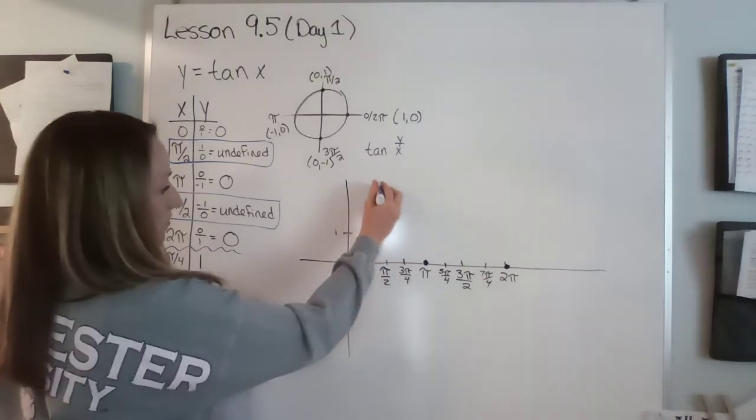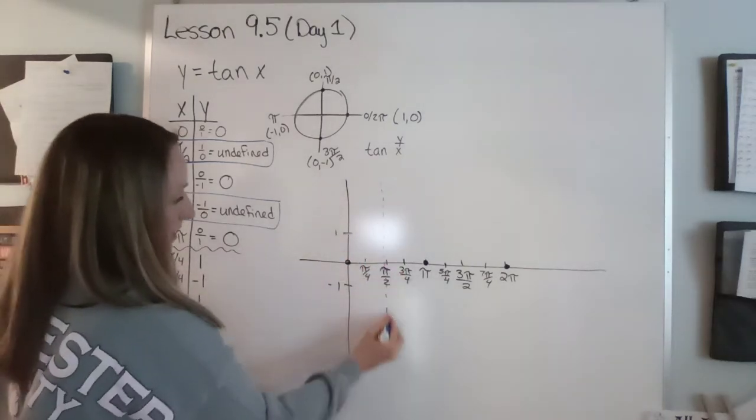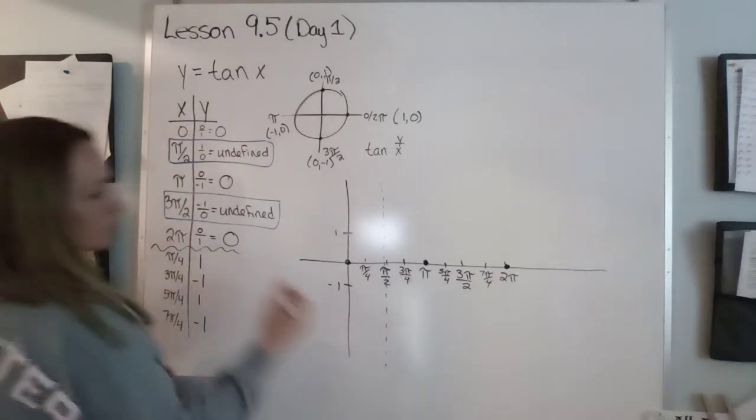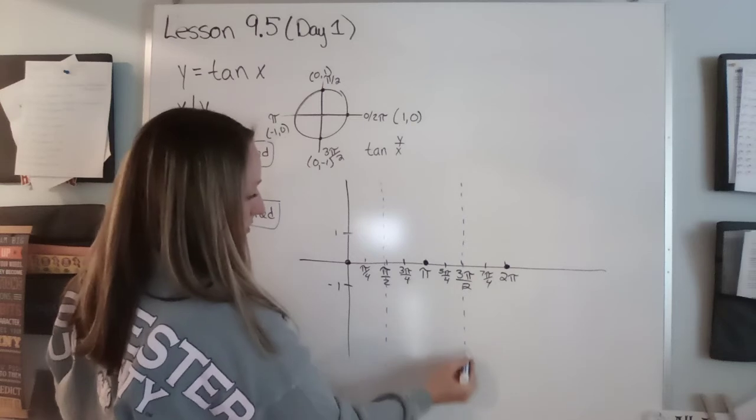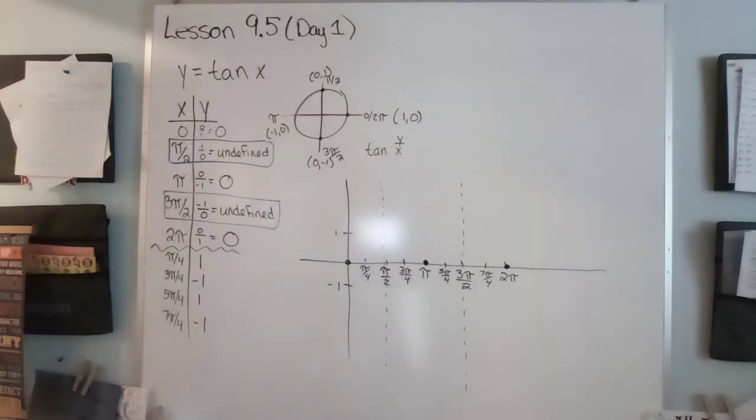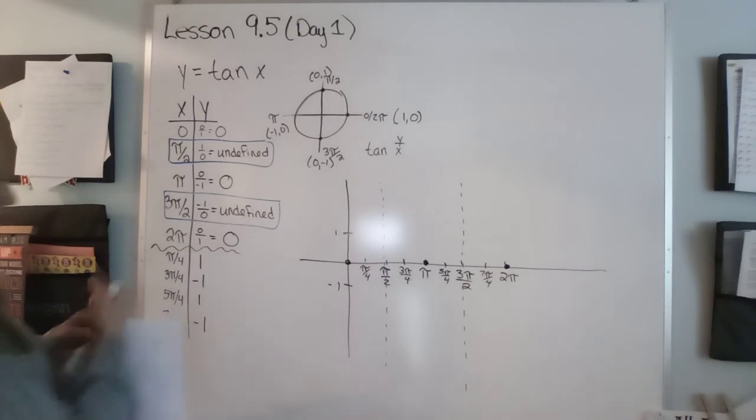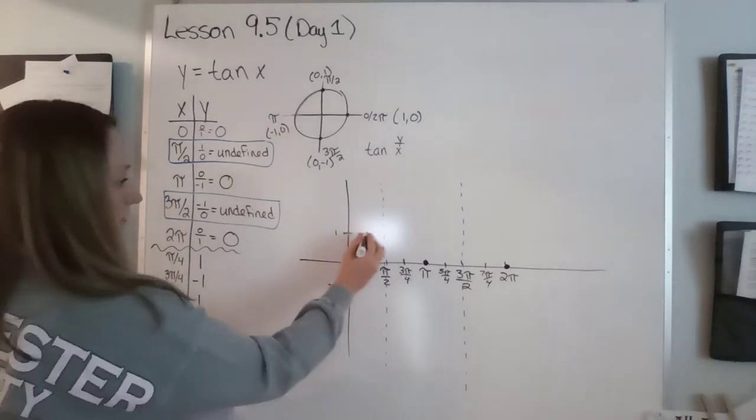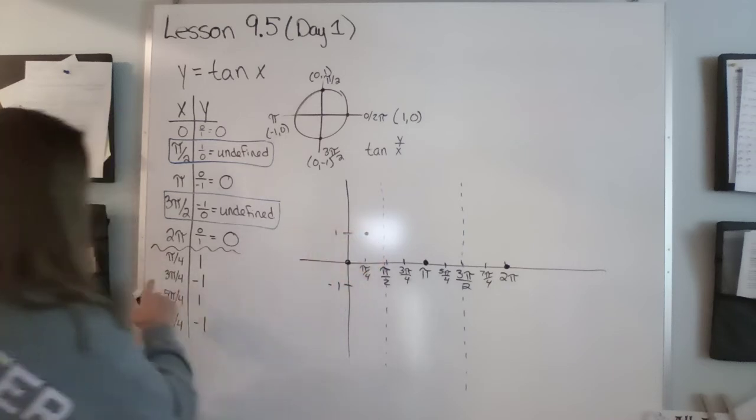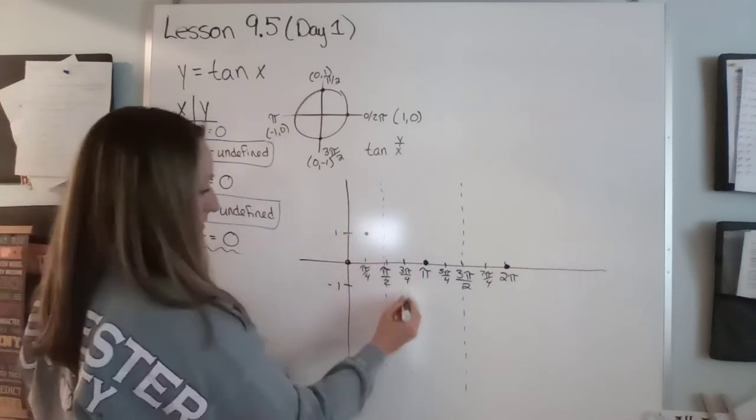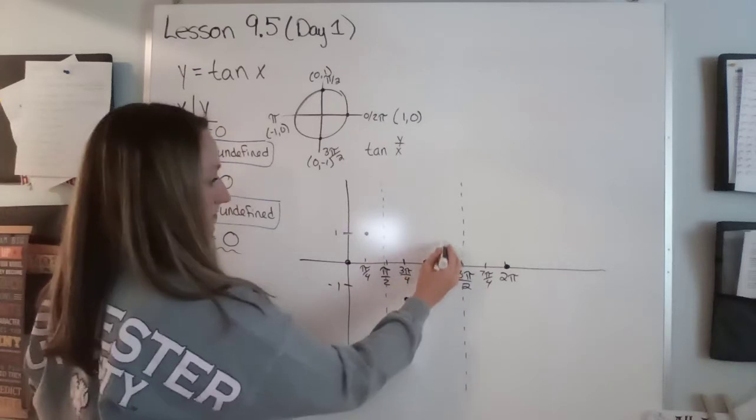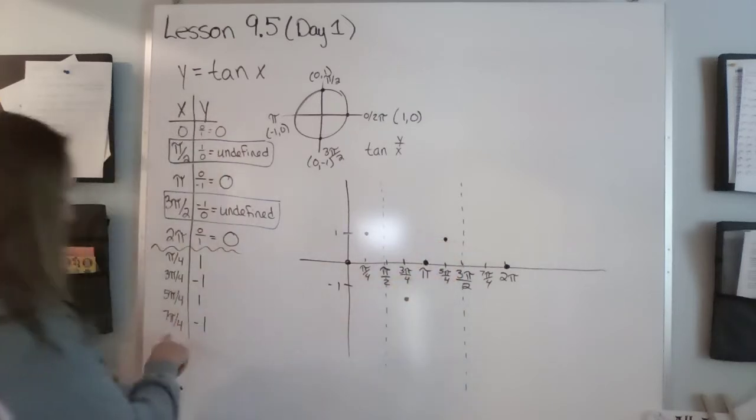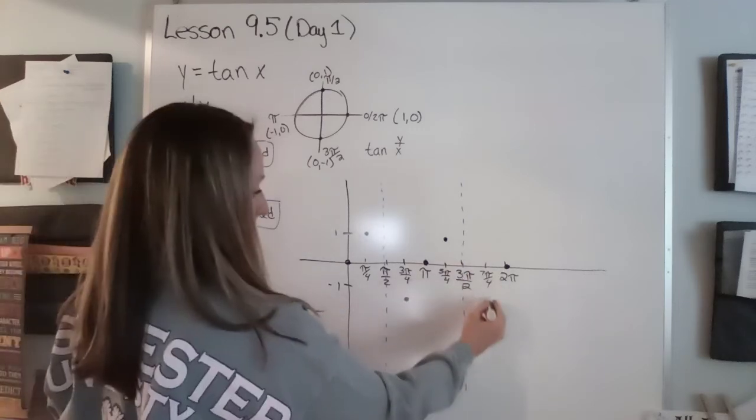So I'm going to draw a vertical asymptote at pi over 2, another vertical asymptote at 3 pi over 2. Okay? And then I'm going to keep on plotting these points so I can get the shape of my graph. So pi over 4, 1. Then I have 3 pi over 4, negative 1. Then I have 5 pi over 4, 1. And then I have 7 pi over 4, negative 1.